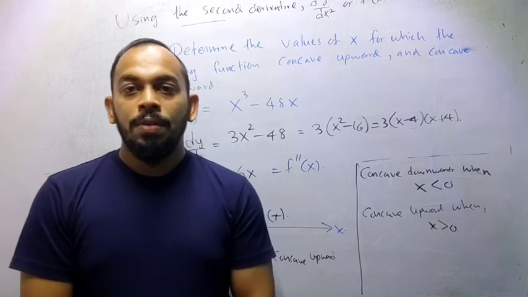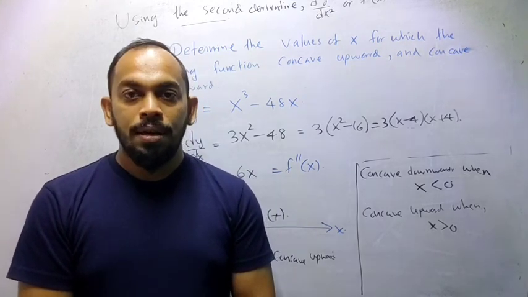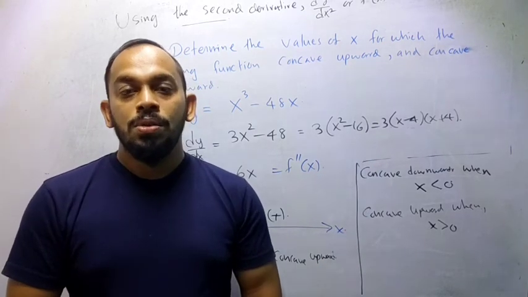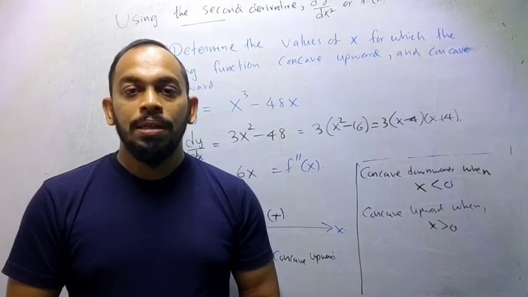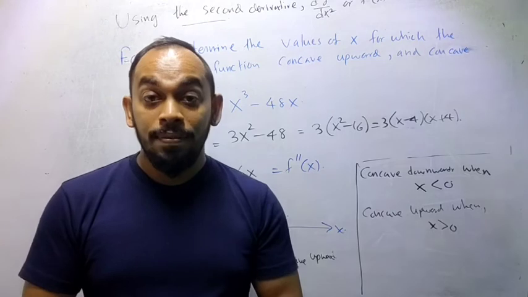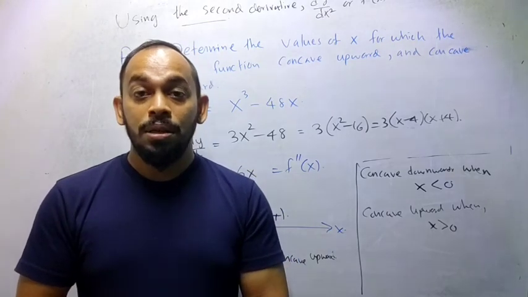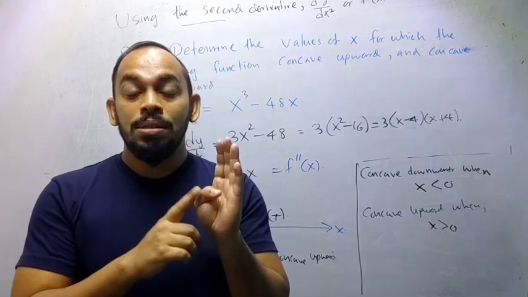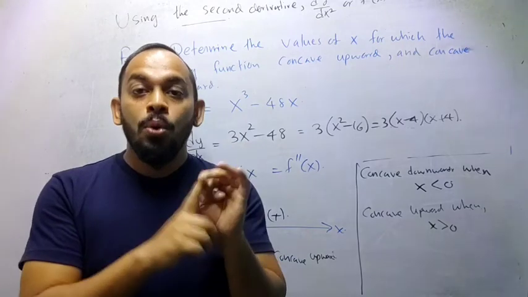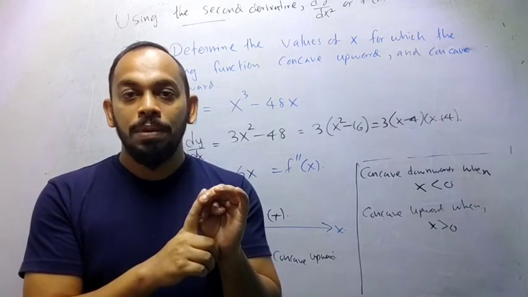Now let's study what else we can figure out using the second derivative test, right? We first saw that we can use the second derivative test to determine the concavity of a function. Next we'll see that you can use the second derivative to determine all turning points or stationary points in general. So you can use the second derivative to determine maxima, minima, or points of inflection. All points of inflection can be determined, right?